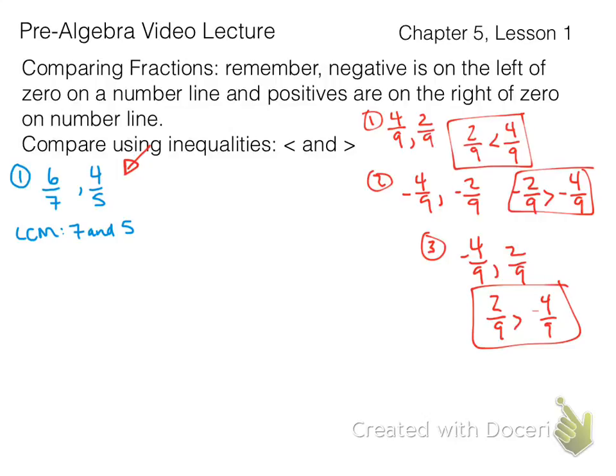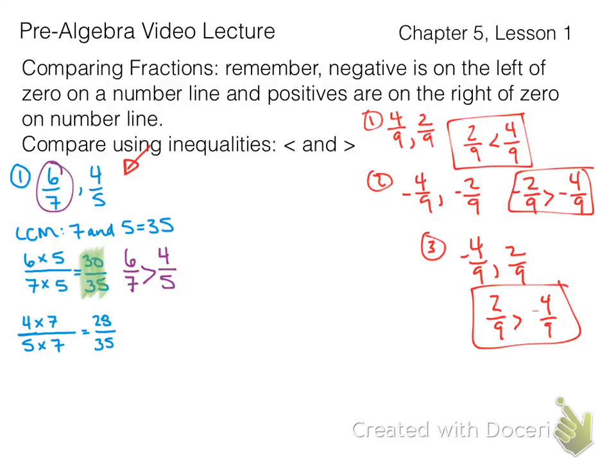So the LCM of that would be 35. Since they're both prime, there's nothing that goes into them other than 1, which means you can't simplify them before you find the LCM. So it's just 35. What times 7 is 35? Well, that was 5. So we have to multiply 6 times 5, which is 30. What times 5 is 35? Well, that was 7. So we have to multiply 4 times 7, which is going to give us 28.